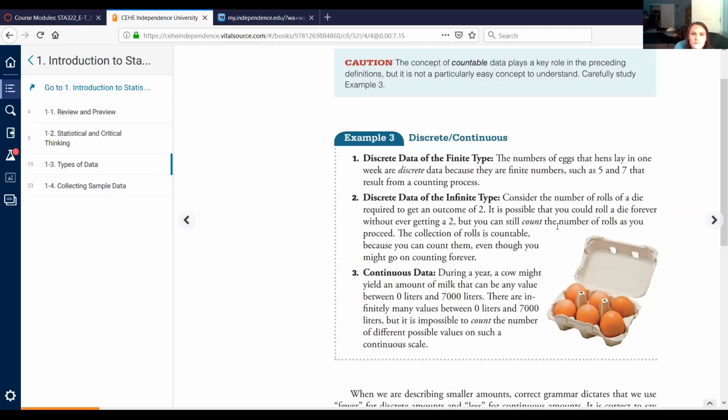Discrete data of an infinite type is where you can count the number of rolls of a die. I mean, theoretically, you could roll a die and not ever get a 2 for some strange reason. Not likely, but it's theoretically possible. And so there are an infinite number of data points that you can get, but you can still count the rolls as you proceed. So these are countable.